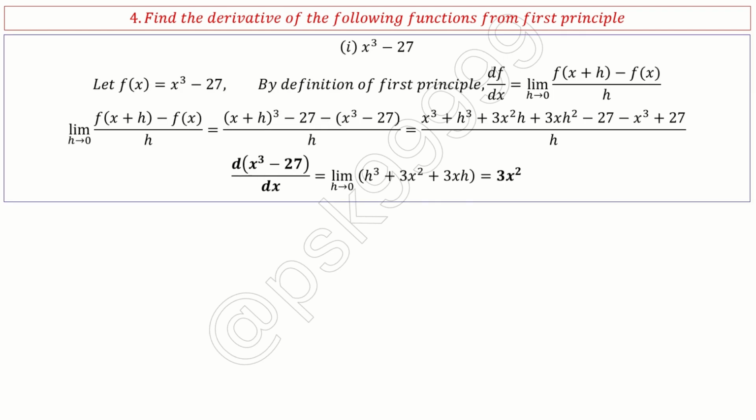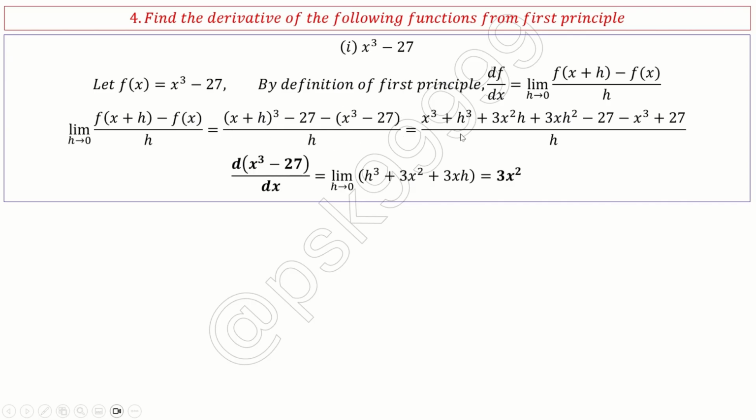x cube minus 27. Let f of x equal to x cube minus 27. Then by definition, it is limit h tends to 0, f of x plus h minus f of x divided by h. This is the definition of derivation by first principle. Now, what is f of x plus h? It is nothing but x plus h whole cube minus 27, minus f of x, so minus x cube minus 27. Write the terms carefully, divided by h.